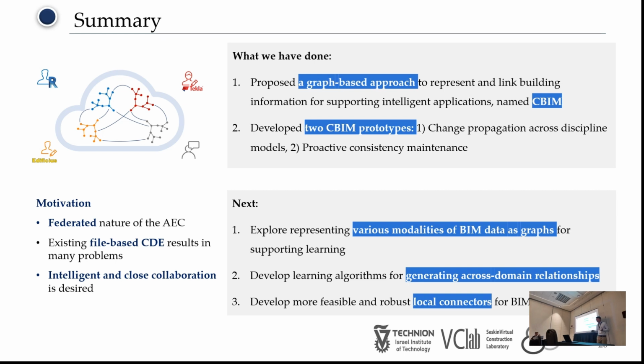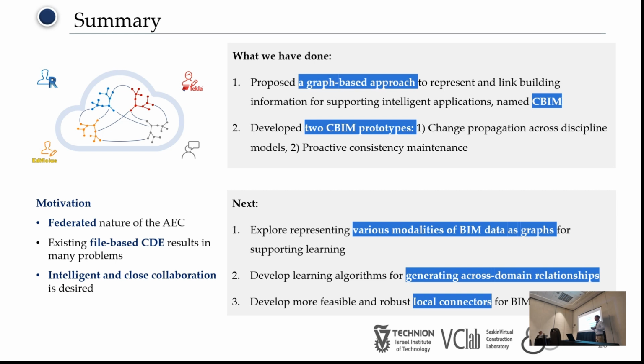So in short, facing the federated nature of the AEC industry, the existing file-based common data environment collaboration is still really cumbersome and needs many steps to be executed manually. So we are going to design a more intelligent and closer collaboration platform in the future. Here, we propose a graph-based approach which can represent and link building information for supporting cross-domain intelligent applications.